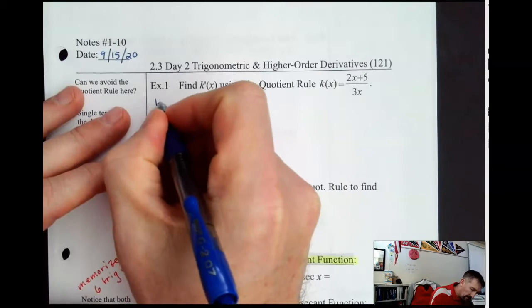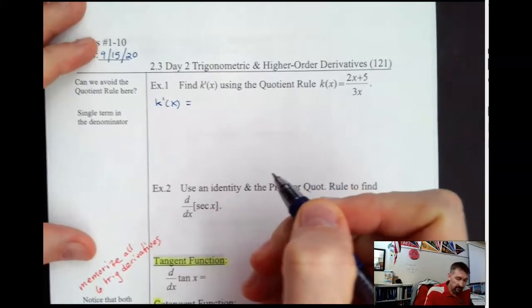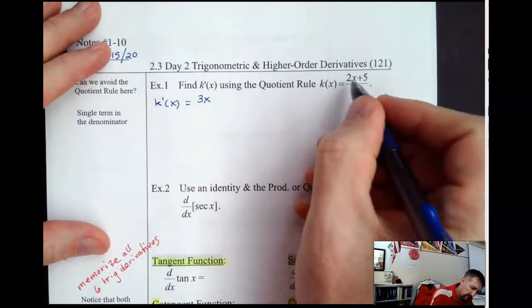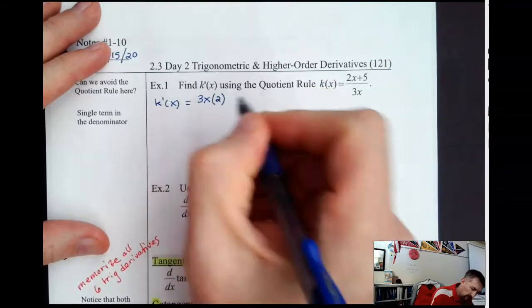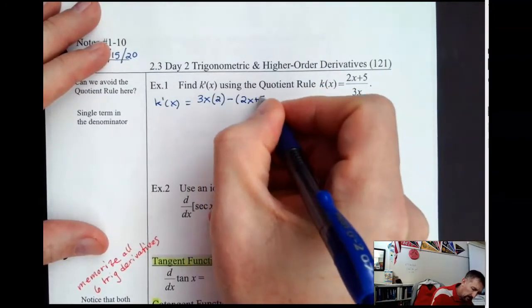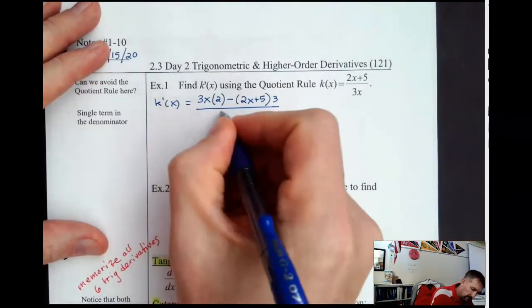K prime, and that's going to be low d high minus high d low over low squared.